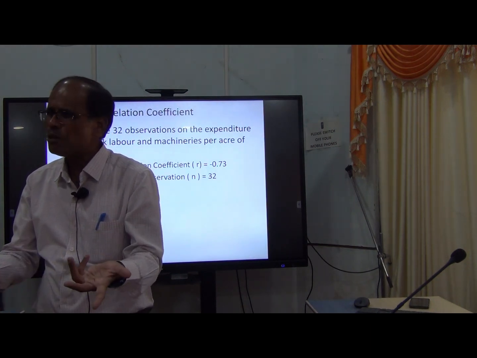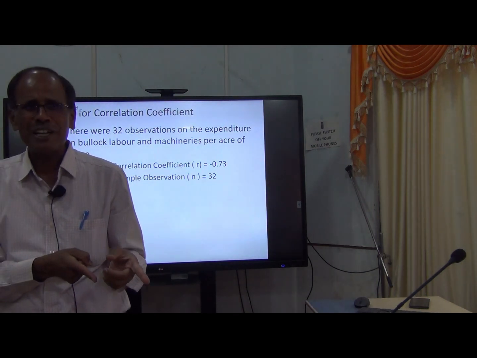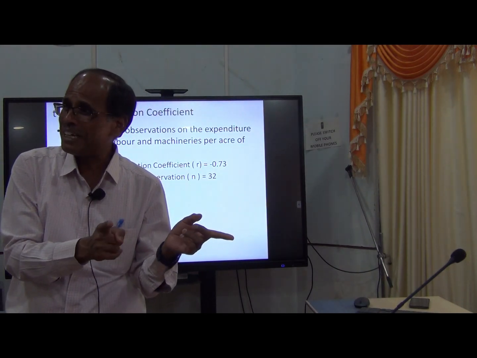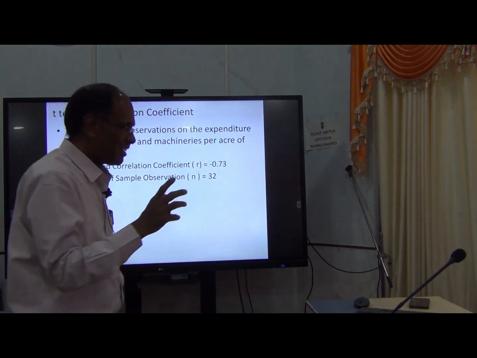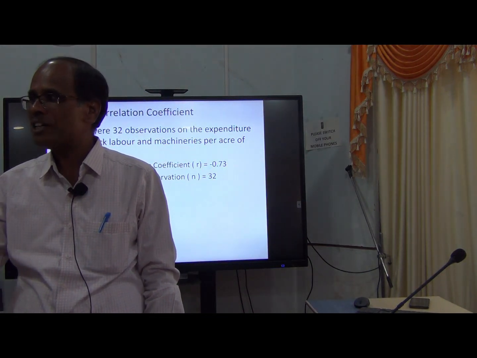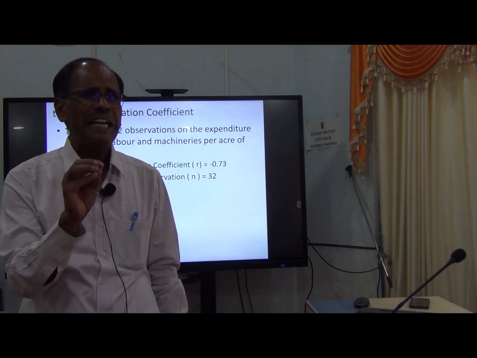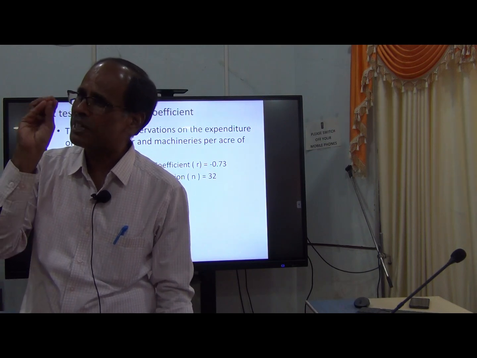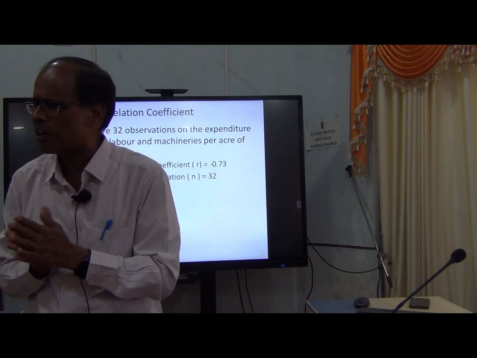Bullock labor means bullocks. What are you using bullock labor for? For ploughing land, for cleaning, or for bullock carts to transfer materials and inputs from the field. See, there was a high degree of negative correlation. Why the negative correlation? Can you understand the common sense behind that? There was a high degree of negative correlation between per acre expenditure on bullock labor and per acre expenditure on machineries. Why can we expect that kind of negative correlation between them?